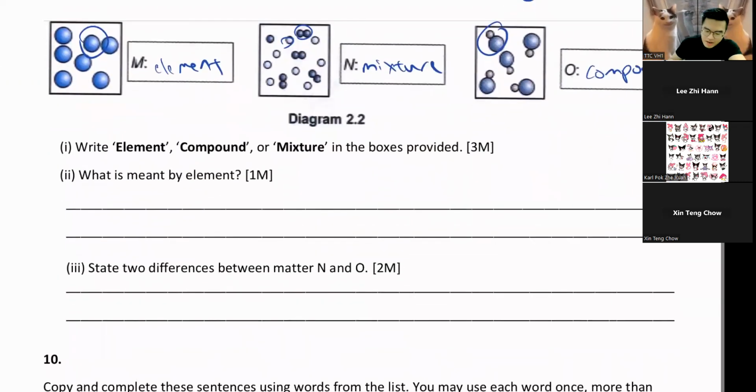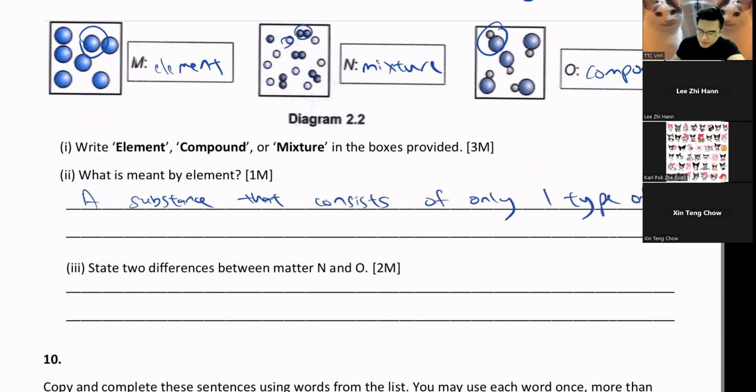So what is meant by element? Element is a substance that consists of only one type of atom. There's only one type of atom, that is element.